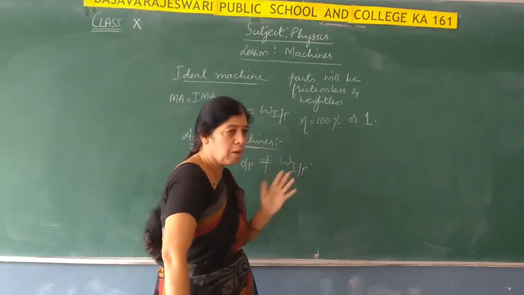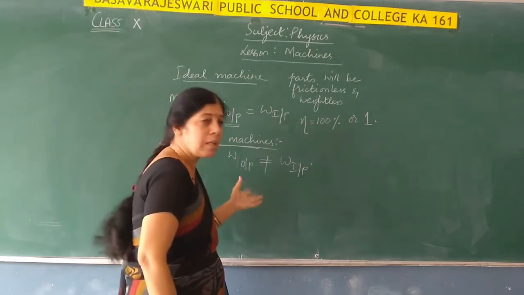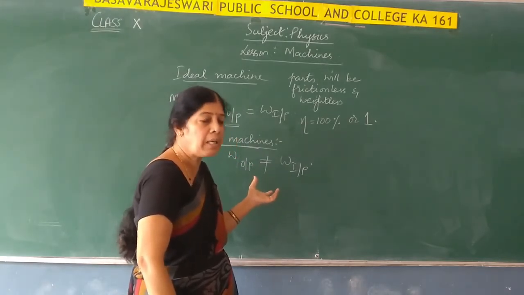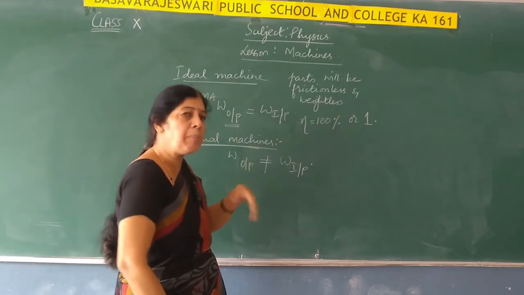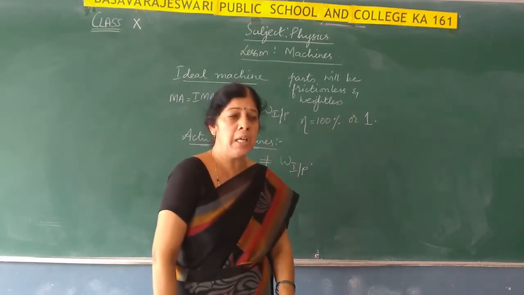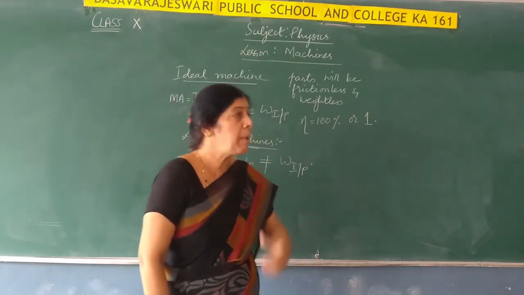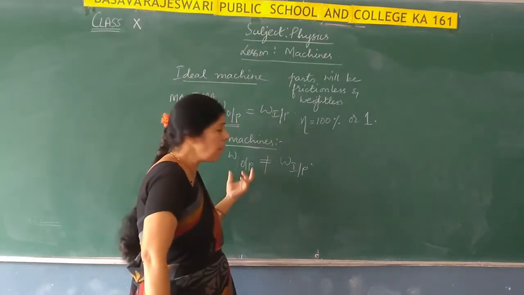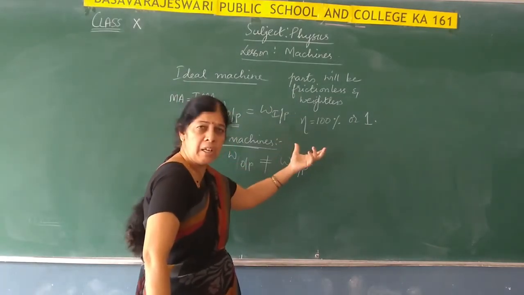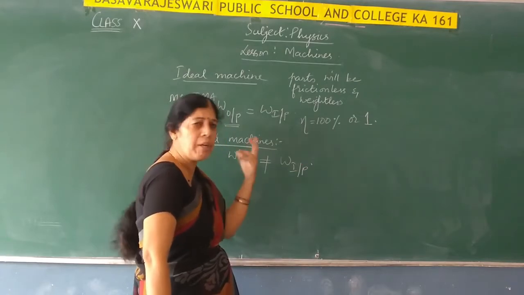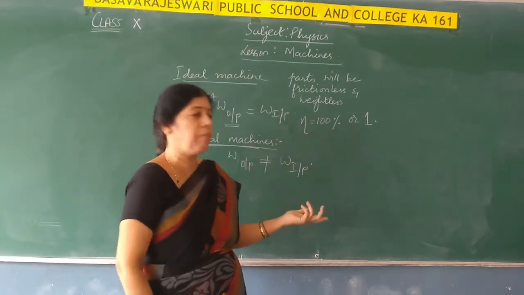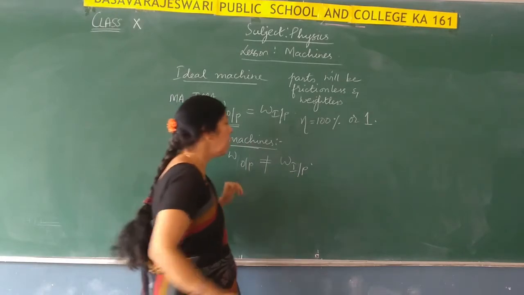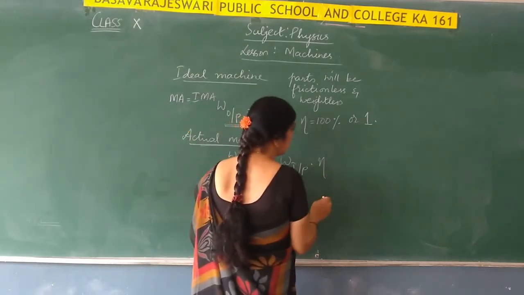So work output will not be equal to work input. Then what is happening? Some energy is being wasted, is it not? That energy will be converted into other forms of energy. The machine may get heated up. Some energy will dissipate into the surroundings. Some energy is lost due to friction between the parts of the machinery. Whenever there is friction, heat energy will certainly be developed. So the work output will not be equal to work input. In such cases, what happens to efficiency?